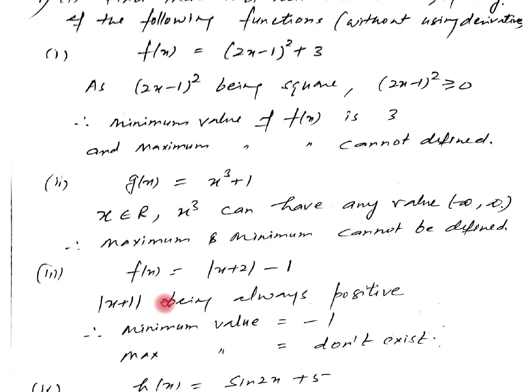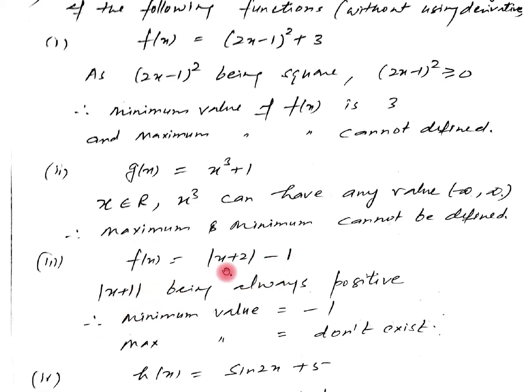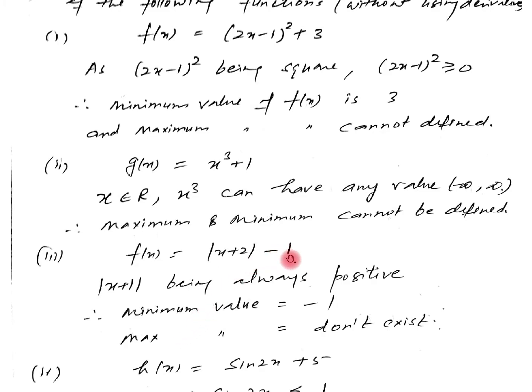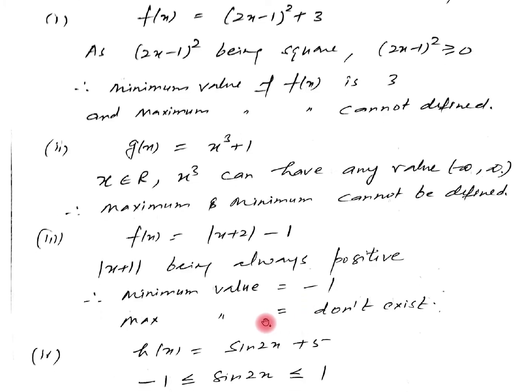Let us take another question, f(x) equal to modulus of (x plus 2) minus 1. Now we know that modulus of (x plus 2) is always non-negative. So therefore the minimum value of this is minus 1 and maximum value does not exist, because the value of this will always change. It can have any positive value. So we can say the minimum value is minus 1 and maximum value does not exist.